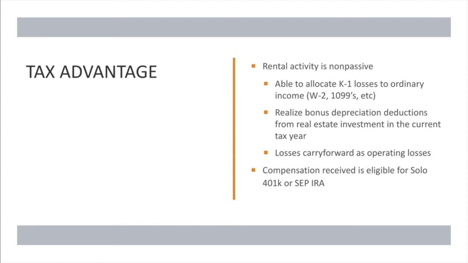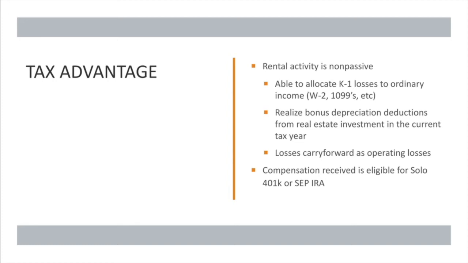So if your ordinary income tax is at 24% or 32%, you're getting the pass-through at your ordinary income tax rate. And it's actually then a deduction against your income tax that year. You're also able to realize bonus depreciation, which is what we're saying is sometimes a loss that you're receiving.